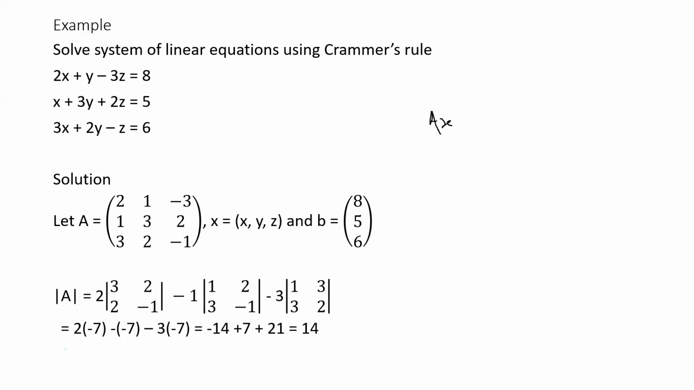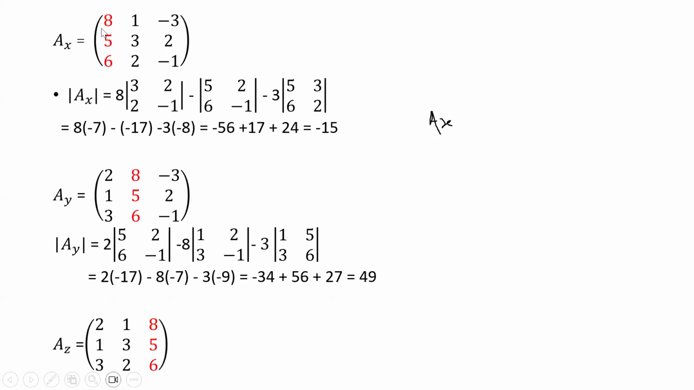Yes, sir. So our AX now becomes 8, 1, negative 3, 5, 3, 2, 6, 2, negative 1. Do you agree? Yes, sir. Okay, so that is our AX. That's where the replacement is, which I've marked in red ink. Then here too we have taken the first row. We have plus, minus, plus.